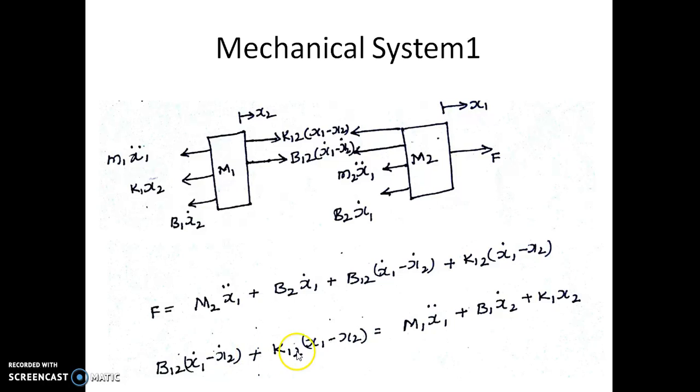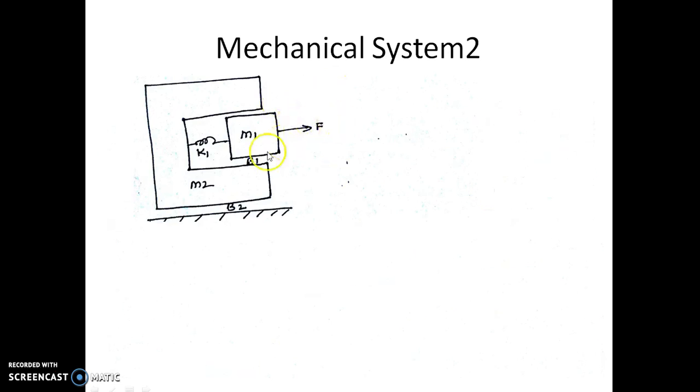So that's why I can say it is the acting force for M1, which is equal to the sum of the opposing forces. We have the sum of opposing forces for M1 as so. So these two are the equations which govern the forces acting on the entire system. This is one equation corresponding to M2, and this is the other equation corresponding to M1. Likewise, we can write the integro-differential equation for a given mechanical system once we can write the free body diagram. So let us take one more example of a mechanical system.